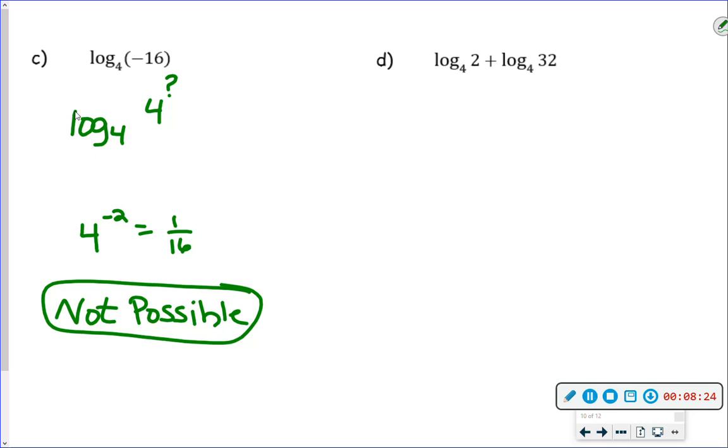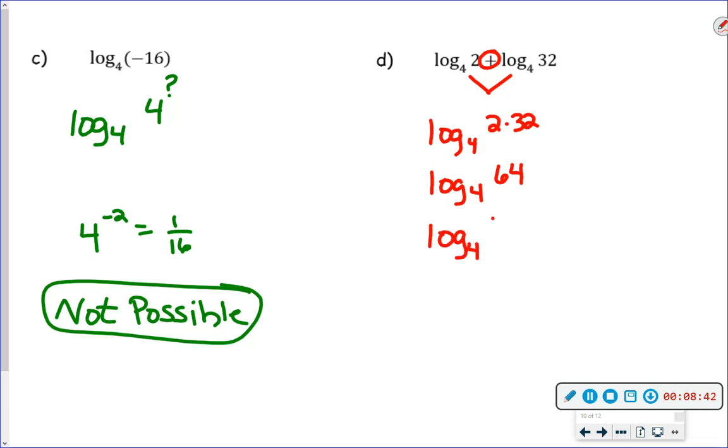All right, let's condense this one first before I do anything. I've got my 2 logs added. I'm going to condense it to 1 log multiplied. So 2 times 32, which of course we know is 64. Okay, same process. I'm going to try to rewrite 64 using the base of 4. Now you might need your calculator for this one. I just happen to know 64 is 4 cubed. Then of course my log base 4 and 4 will cancel and leave you with the exponent.